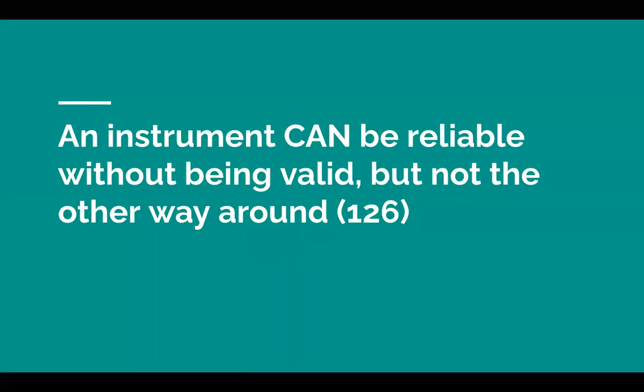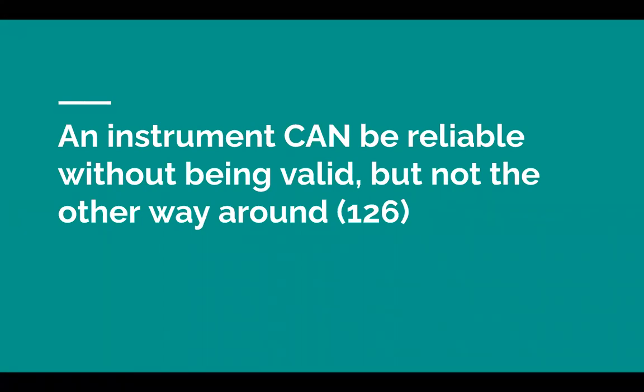And so your book makes that same point, just without the use of bow and arrow pictures there. But it basically is saying an instrument can be reliable without being valid, but not the other way around. So an instrument cannot be valid and also not be reliable, but it can be reliable but not valid. It can consistently give you the wrong answer, and yikes, that is scary.